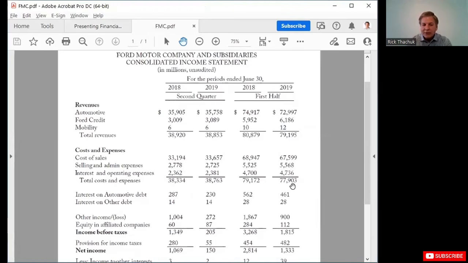Well, you should have said total costs and expenses at Ford Motor Company and subsidiaries were 77,903,000,000 US dollars in the first half of 2019, down from, or a decrease from, 79,172,000,000 US dollars in the same period of 2018.